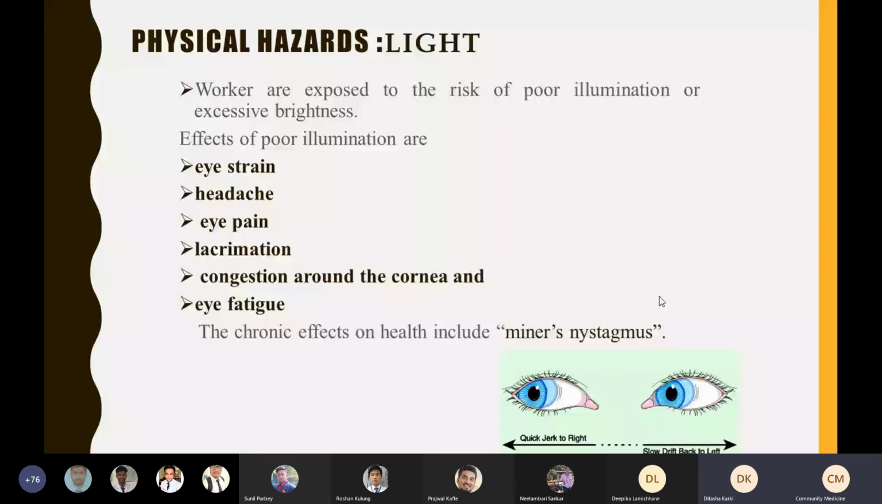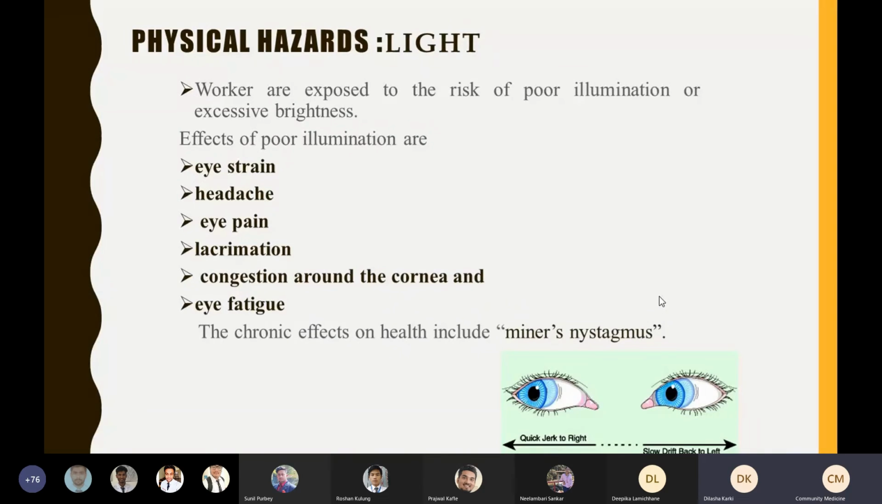It is the involuntary movement of the eyes, just moves right and left. So the workers who work in the mines usually face miners' nystagmus.